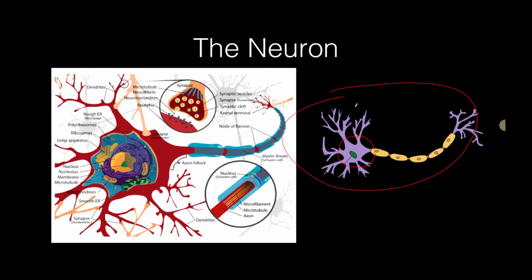And what these are called are dendrites. This part right here is called an axon, and then these are axon tips. And what makes this a little different than other types of cells is that it can send a message. It can receive a message here into these dendrites, and then it can send that message down through the axon and out the axon tips.